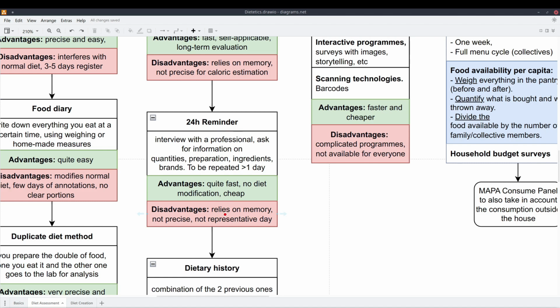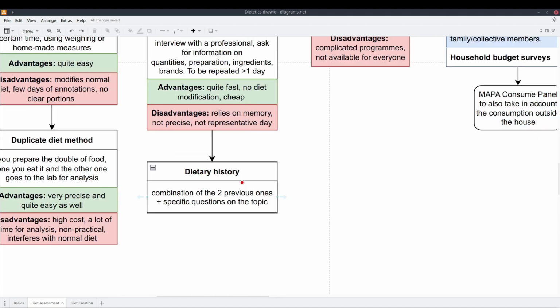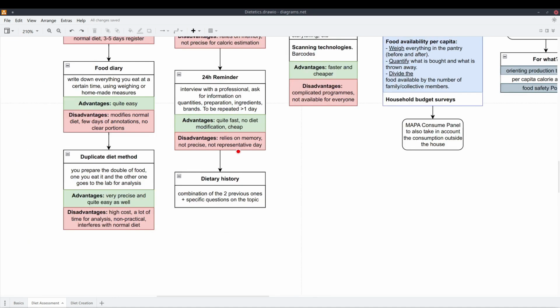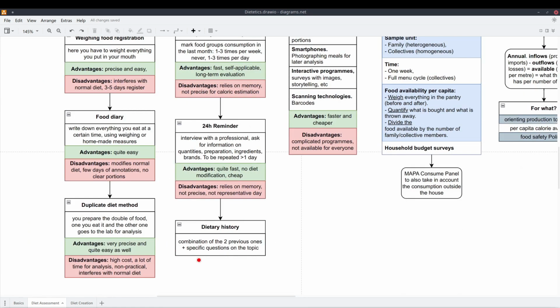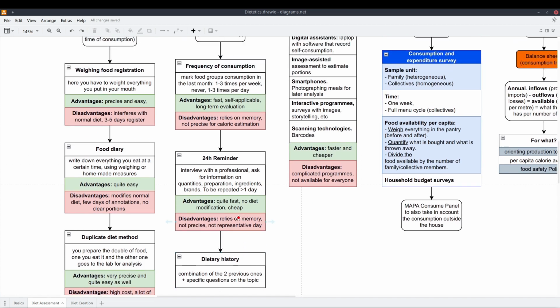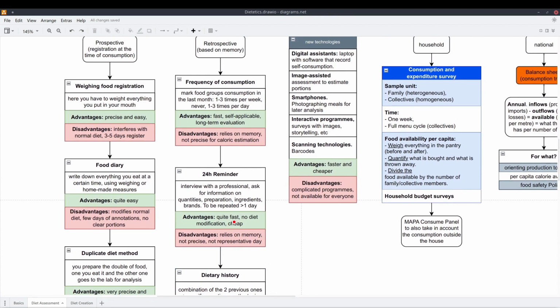Disadvantages: relies on memory, not precise, and not a representative day. So that's why we have to repeat it multiple times. And then we have the dietary history, which is basically a combination of these two, plus some specific questions on the topic. For example, if a person is an athlete, well, to ask about that.